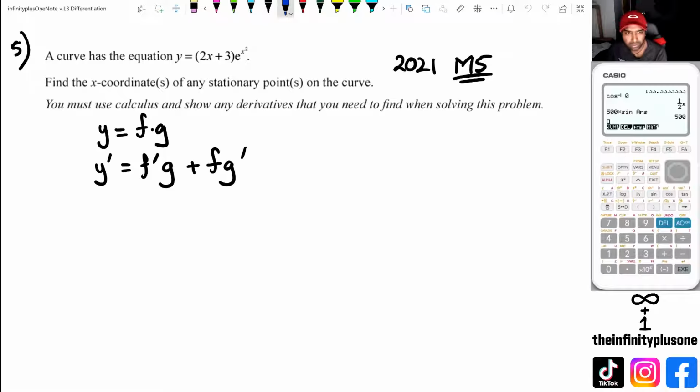Let's have a look at it. I'm going to start doing this question, folks. So the first thing I want to do is put this in the calculator and the graph and see what it looks like. So I've got bracket 2x plus 3, bracket shift e, there we go, shift e to the power of x, and I'm going to put that as x squared.